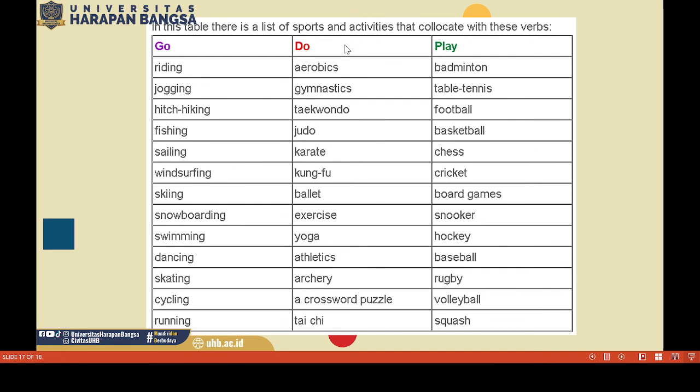And then we have collocation do. Do is for many other sports. Let's see, aerobics, gymnastics, taekwondo, judo, karate, kung fu, ballet, exercise, yoga, athletics, and so on. And then we have collocation play for badminton, table tennis, football. Almost all of them here use a ball, except this one, chess. Chess probably does not use a ball.